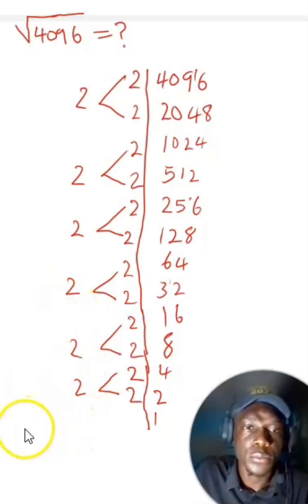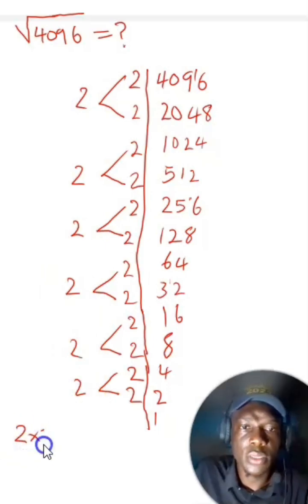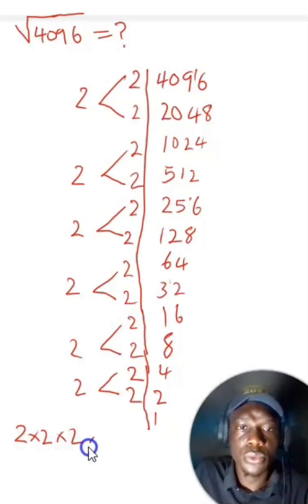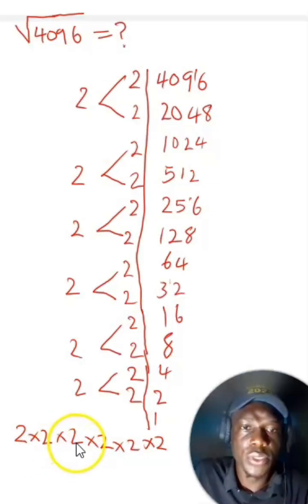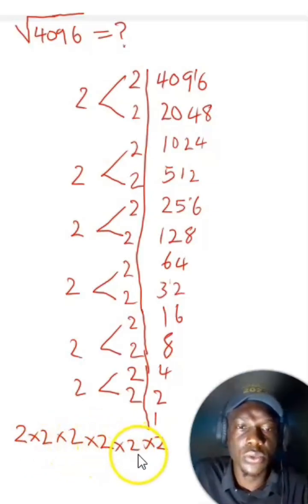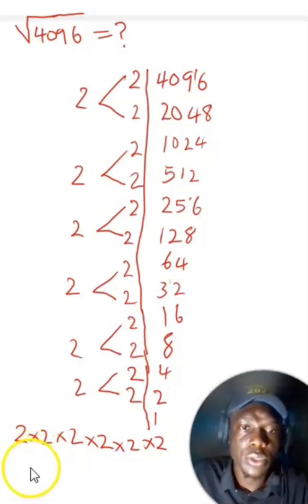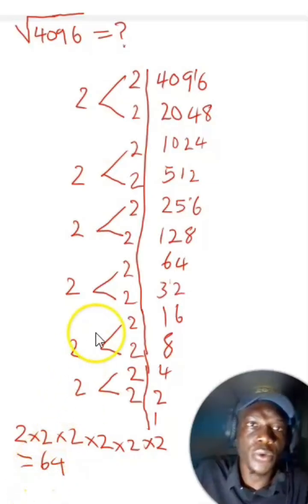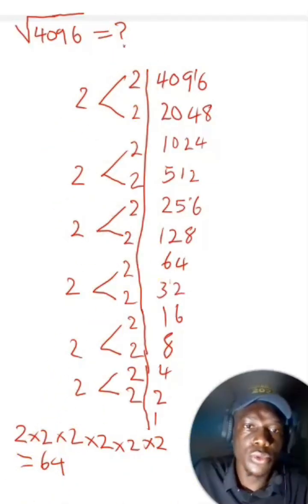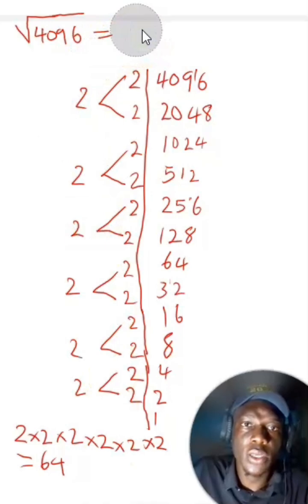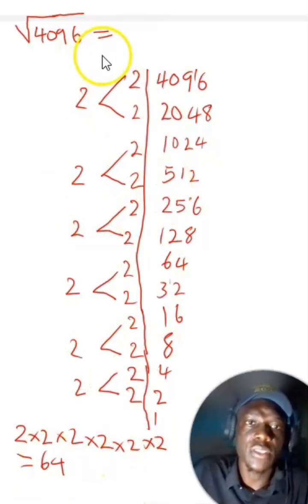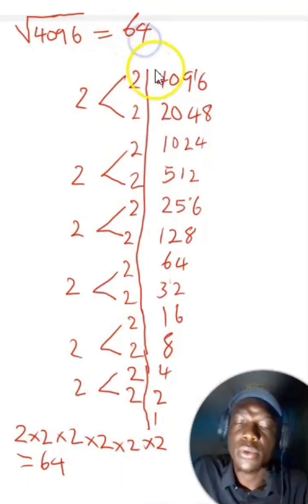So we have 2 times 2 times 2 times 2 times 2 times 2. 2 times 2 is 4, 4 times 2 is 8, 8 times 2 is 16, 16 times 2 is 32, 32 times 2 is 64. So all of them is equal to 64. Therefore, the square root of 4096 is 64. Very simple.